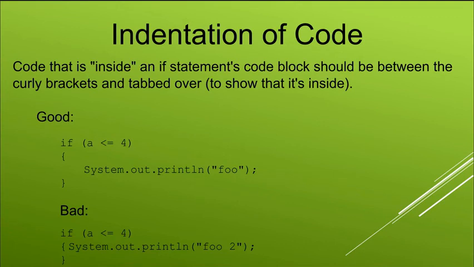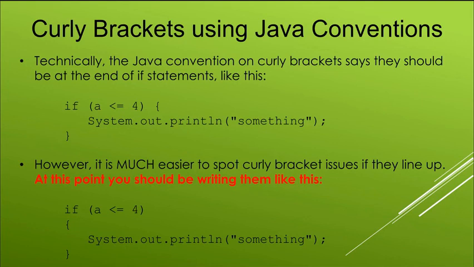Code that is inside an if statement's code block should be between the curly brackets and tabbed over to show that it's inside. You can compare the difference between good code and bad code. Technically, the Java convention on curly brackets says that they should be at the end of the if statement like this. However, it's much easier to spot curly bracket issues if they're lined up vertically. I would highly recommend that you line up your curly brackets vertically when you start, since it's so easy to match them that way.